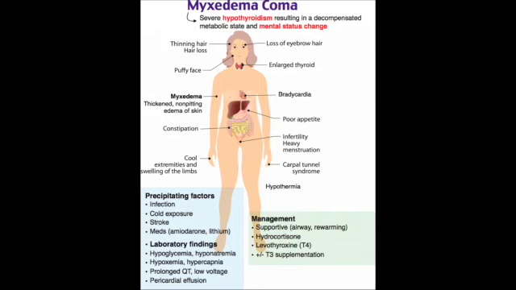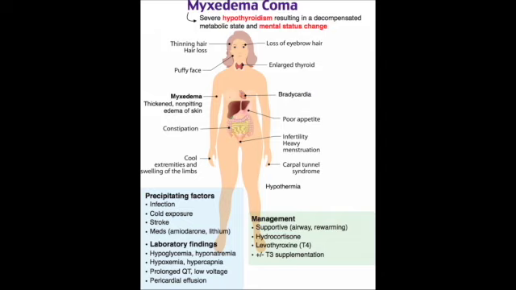Management: IV thyroid hormone replacement, levothyroxine plus supportive care. So this is IV, not oral. ICU admission: passive warming; rapid warming is contraindicated. IV normal saline and IV glucocorticoids are often given. So levothyroxine IV, corticosteroids, IV fluids, and warming.